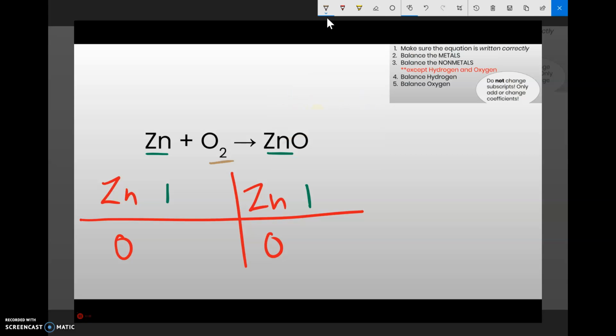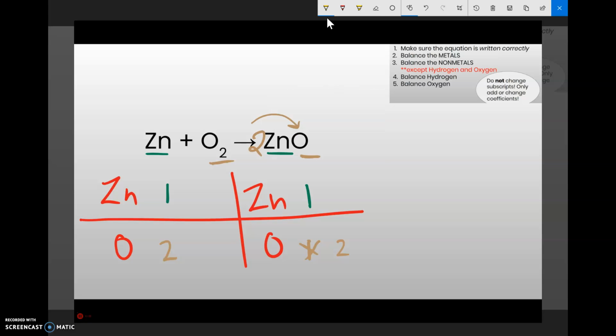Oxygen, we've got 2 on the reactant side, and now we have 1 on the product side. So we need to balance this oxygen. So right here, we've got 2. We have 1 on the product side, so we're going to go ahead and just put a 2 in the front. Okay. Now it makes our oxygen have 2 because that distributes.